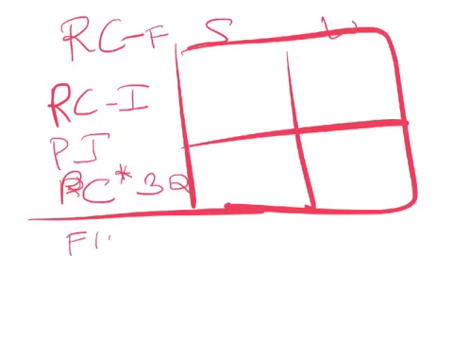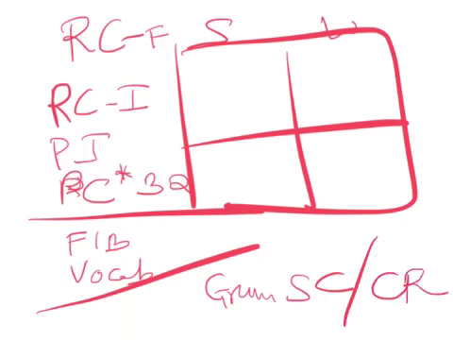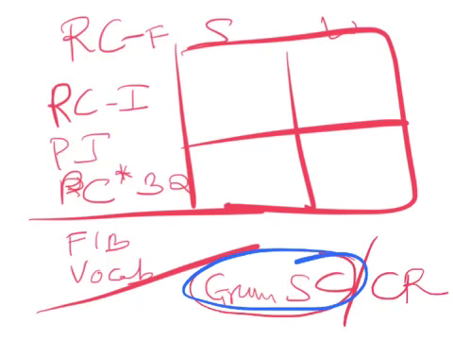Followed by your fill in the blanks and vocab. Followed by your grammar and sentence correction. Critical reasoning. So this is your complete scope of verbal ability. Fine. Now if I talk about myself, grammar and sentence correction I need to improve, obviously. This is my area of improvement.